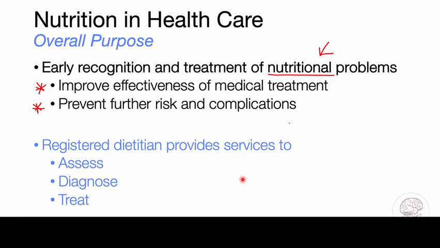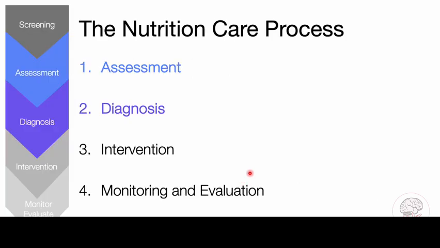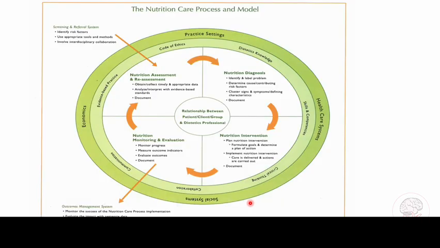So the registered dietitian provides services to assess, diagnose, and treat. So the nutrition care process is first assessment, then diagnosis, intervention, and finally monitoring and evaluation. And we can think of this as a circle because, especially with nutrition, very rarely do we have an endpoint. Most nutritional problems are ongoing. So here you'll see we have nutrition assessment and then reassessment. We'll get back to that one.